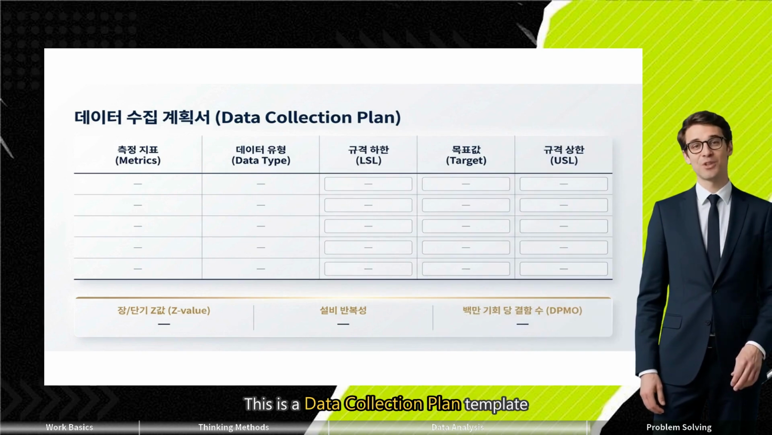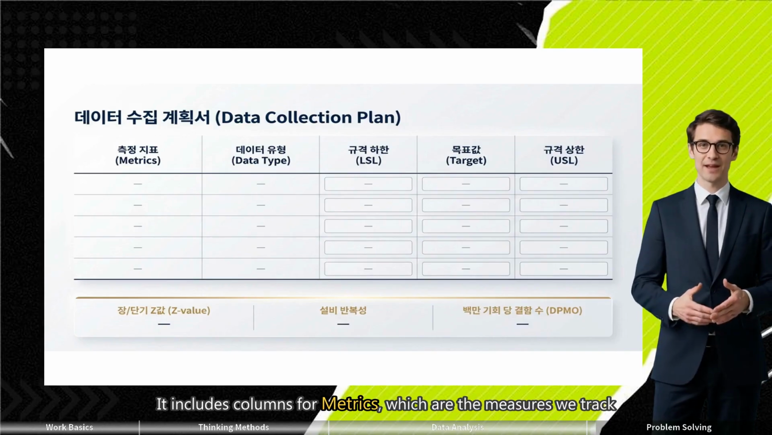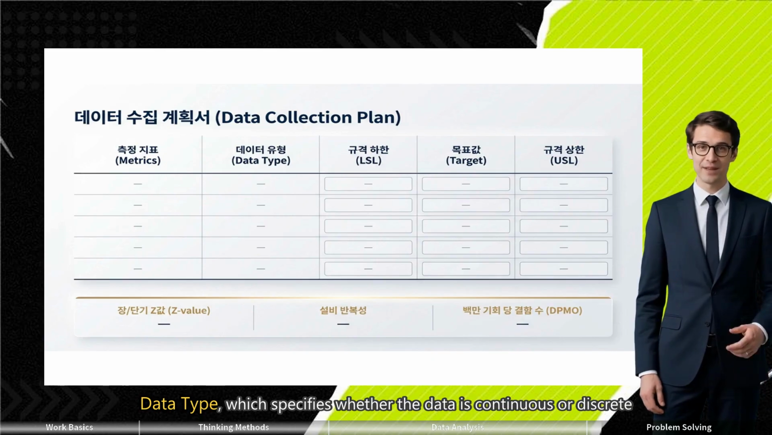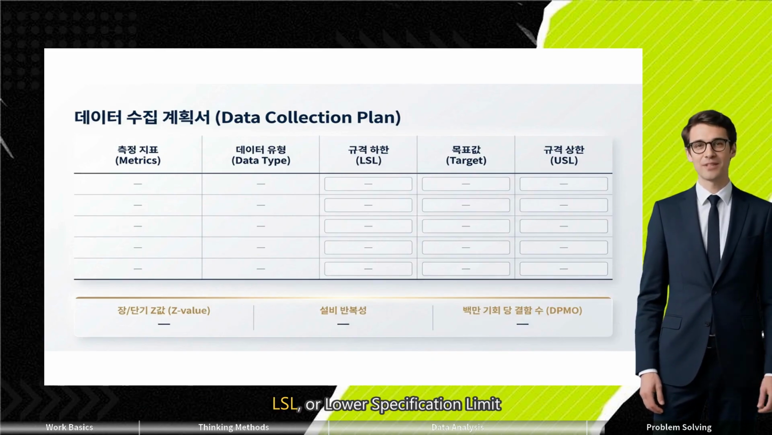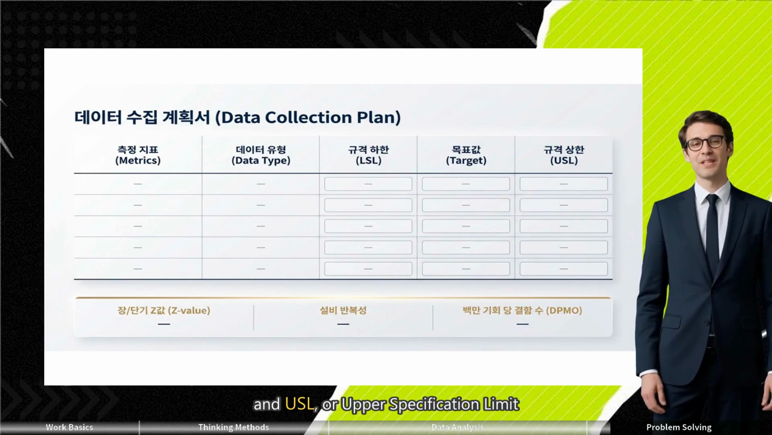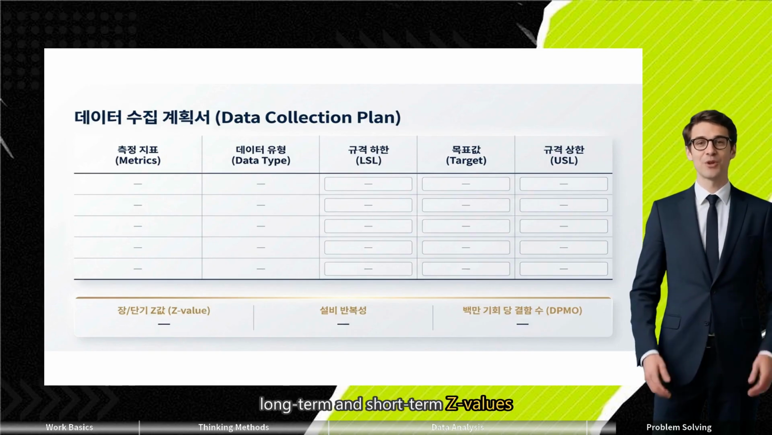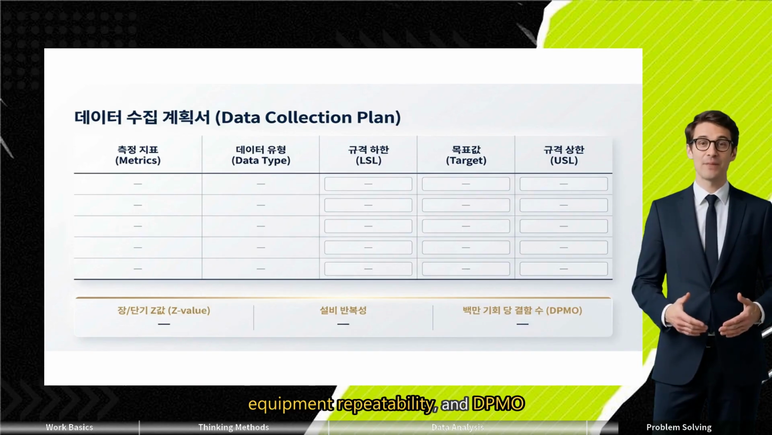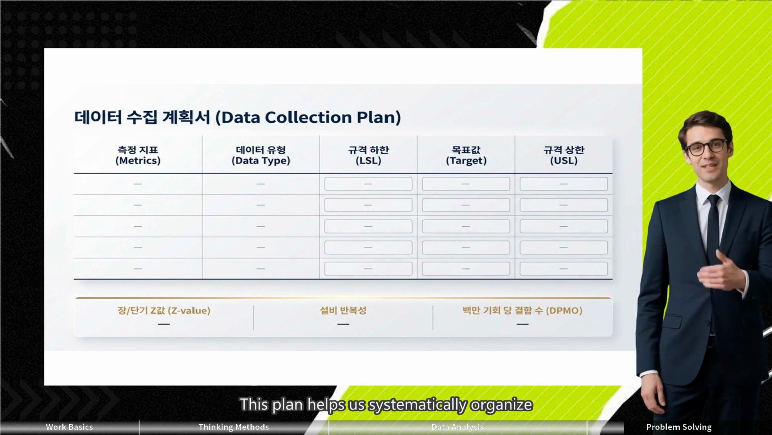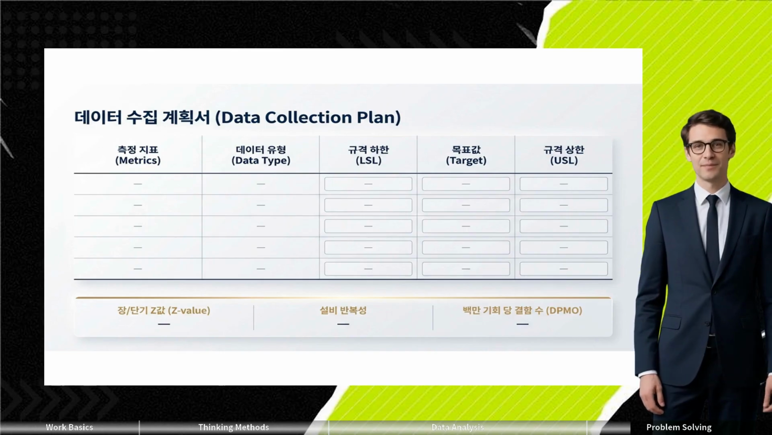This is a data collection plan template. It includes columns for metrics, which are the measures we track. Data type, which specifies whether the data is continuous or discrete. LSL, or lower specification limit. Target value. And USL, or upper specification limit. Below the table, we also need to record long-term and short-term Z values, equipment repeatability, and DPMO, which is defects per million opportunities. This plan helps us systematically organize and collect the data we need for analysis.